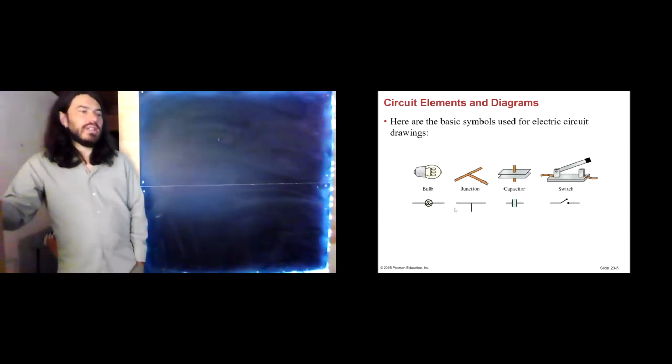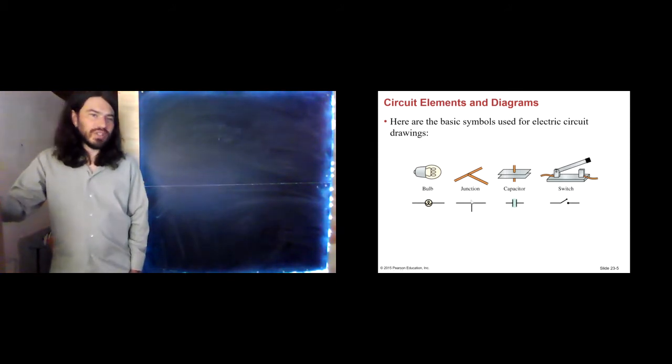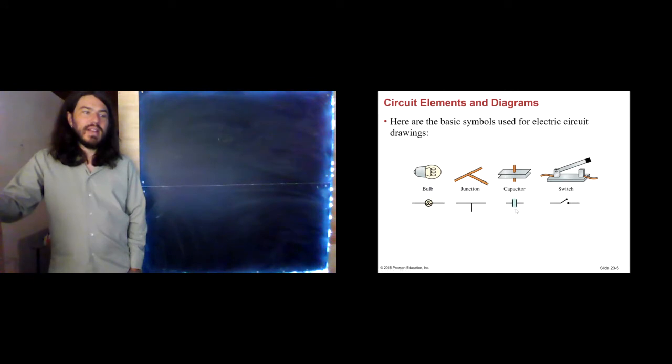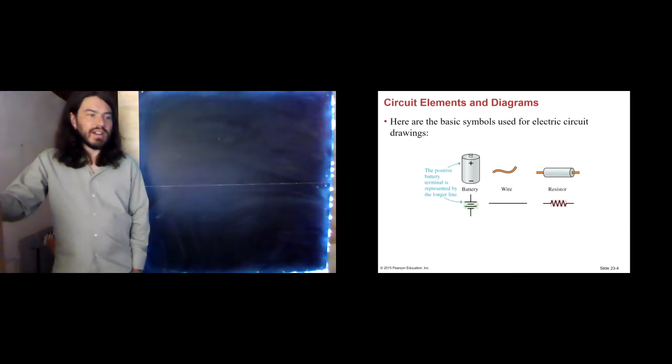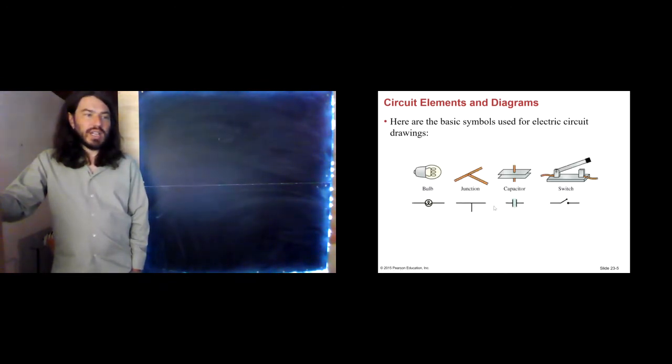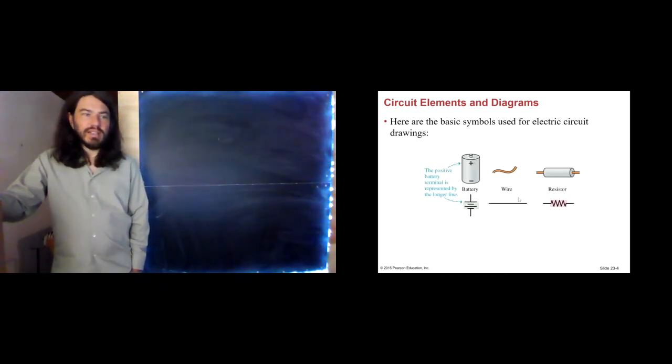A light bulb is a little squiggle like this. Here's a junction. That's just two wires intersecting. A capacitor is two parallel lines. And again, the shading with the blue, that is specific to our book. Notice that the battery has the longer line and the shorter line, and the capacitor has two parallel lines.